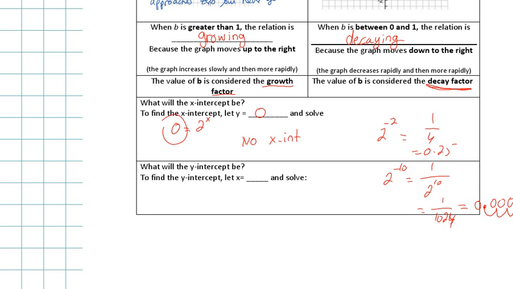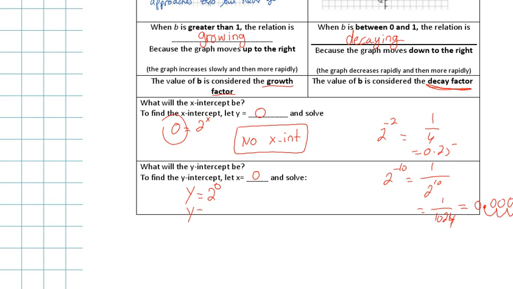Okay. How about the y-intercept? How can I find the y-intercept? Y-intercept is 0 for what? For x. You plug in 0 for x, right? To find the y-intercept, plug 0 for x. So y equals 2 to the power of 0. Anything to the power of 0 equals 1. Okay. So the y-intercept is at 1.